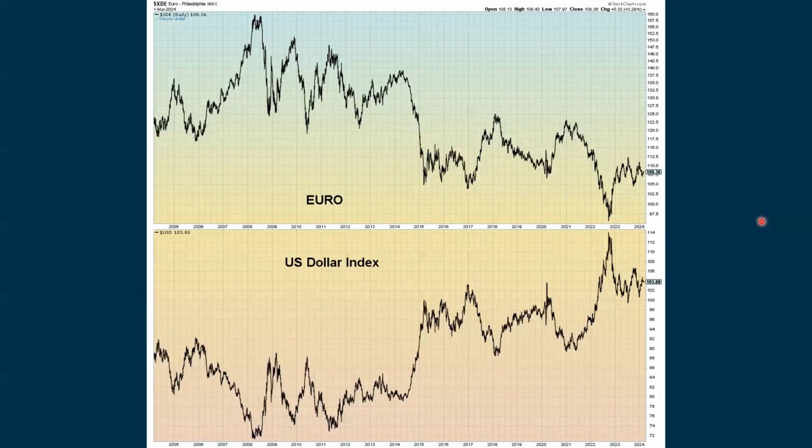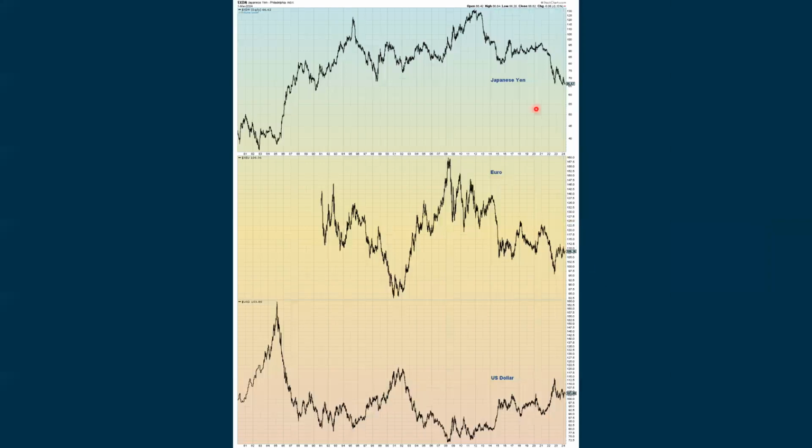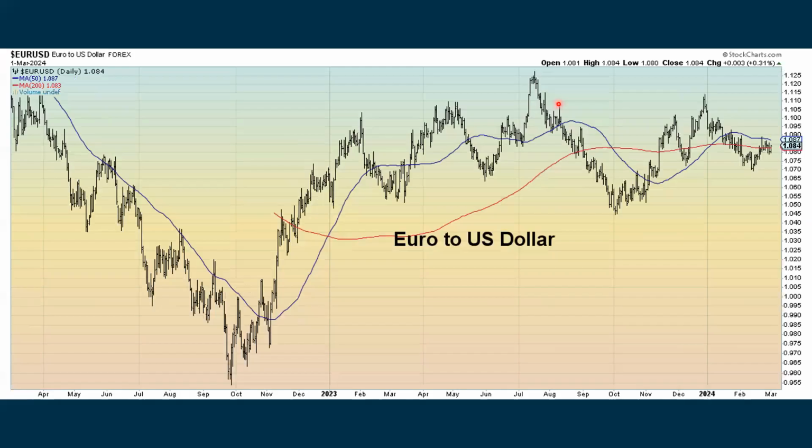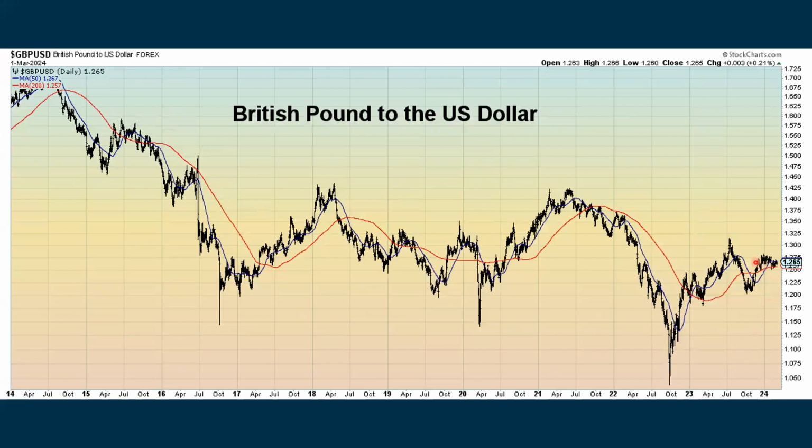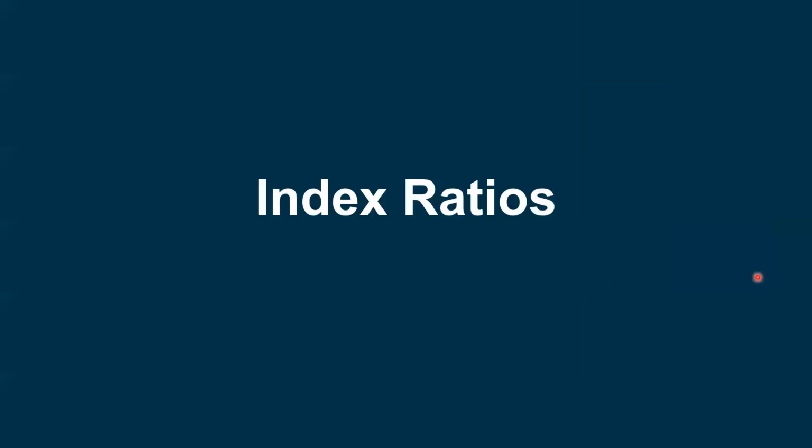We look at the euro up on top and compare it with the US dollar index, and I have a breakout chart here. We also keep an eye on the Japanese yen, and I have a chart for that. The euro is still in an uptrend when compared to the dollar, but it's really been chopping sideways lately. The Japanese yen is in a downtrend when compared to the US dollar. The British pound is also more or less going sideways, but still in an uptrend compared to the US dollar.